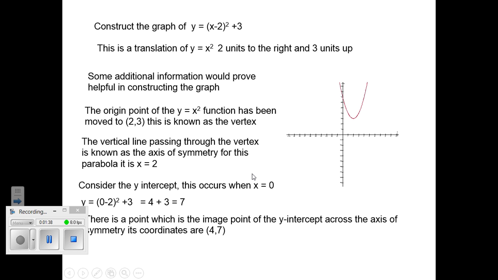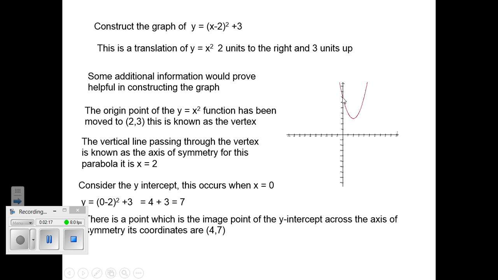All right. So any point on one side of the parabola, on one side of the axis of symmetry, has an image point on the other side. Okay. So that's going to be helpful when we're going to end up graphing these things. The y-intercept we need to find. Of course, y-intercept always occurs when x equals 0. So you plug x equals 0 in, and you got negative 2 squared, which is 4, plus 3. So the y-intercept is at 7. So right here is the y-intercept at (0, 7).